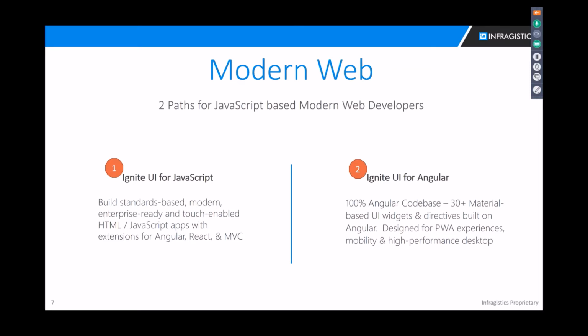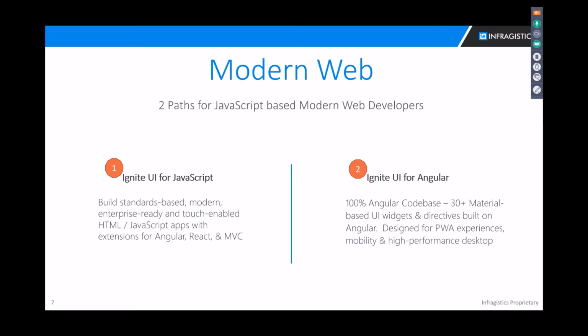So we actually have two paths for JavaScript-based modern web developers, and it really depends on what you're doing. And it's real easy to figure it out. If you're an Angular dev and you're building on Angular and you don't want any dependencies on other frameworks besides Angular, then you're going to use Ignite UI for Angular. If you're doing JavaScript development and you want to do React, or you're doing jQuery, or you're doing MVC, you're going to use Ignite UI for JavaScript.